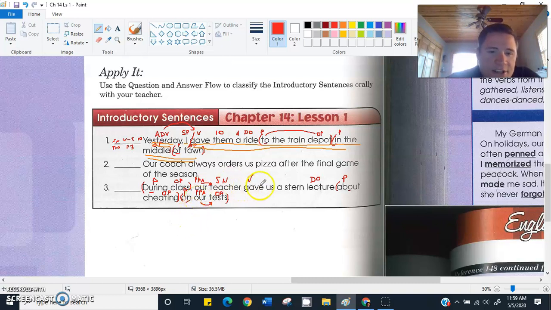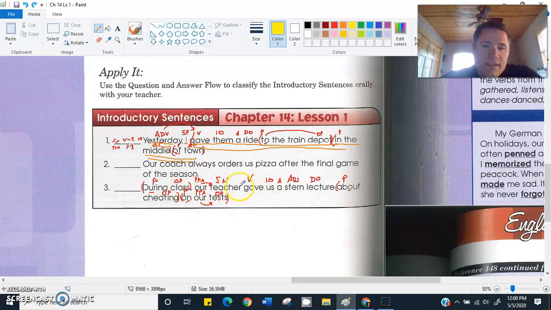I probably should have done this earlier. Gave lecture for whom or to whom? Can we answer that? Yes, we can. Another pronoun playing the role of indirect object. What kind of lecture? Stern lecture. So again, gave lecture to us. You're not giving us. I was not given by the teacher. I was given a lecture. I received the lecture from the teacher.